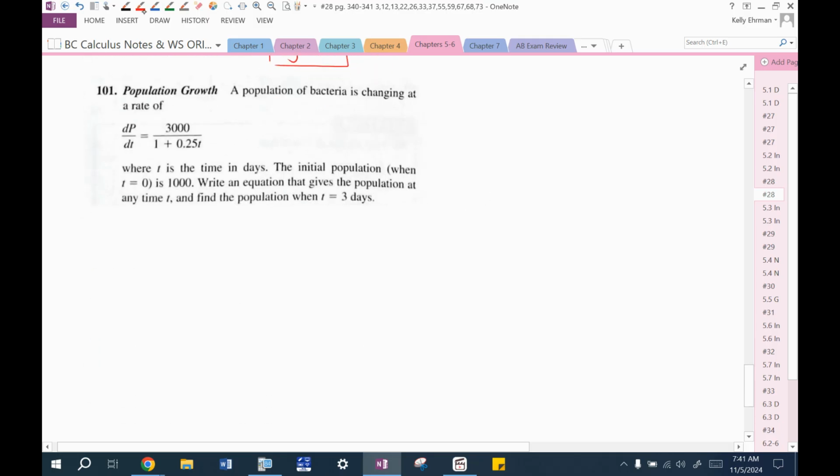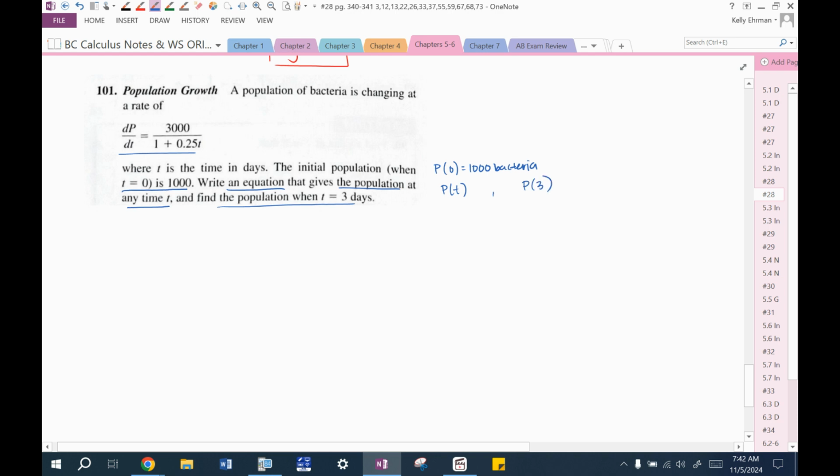Okay, a population of bacteria is changing at a rate of this, where t is the time in days. The initial population when t is 0 is 1,000, so p of 0 equals 1,000 bacteria. Write an equation that gives the population at any time t, and find the population when t is 3 days. So we want a p of t equation, and then we want p of 3.